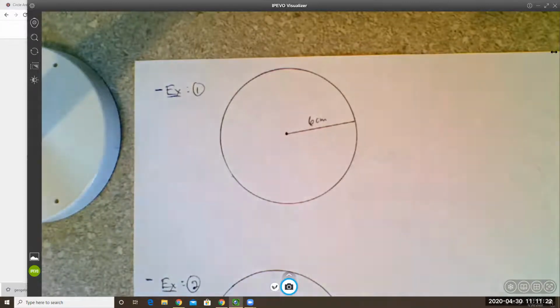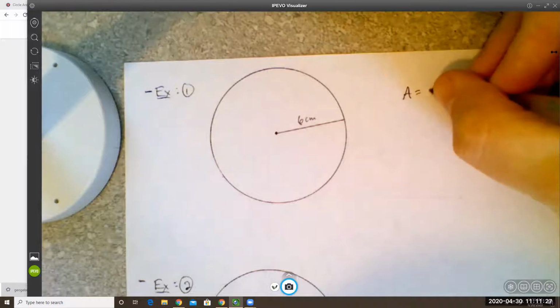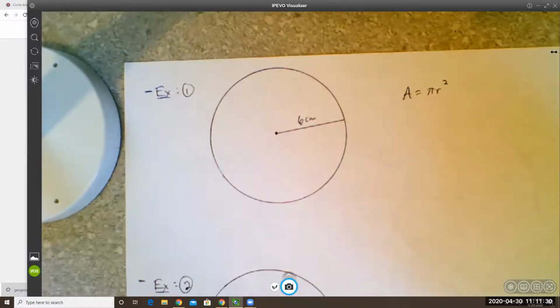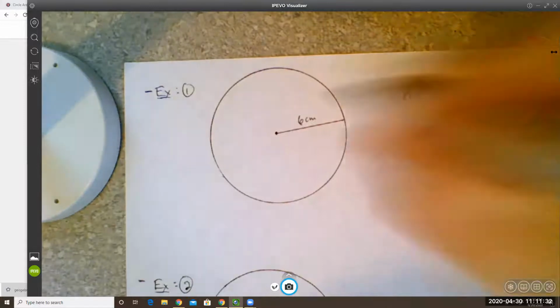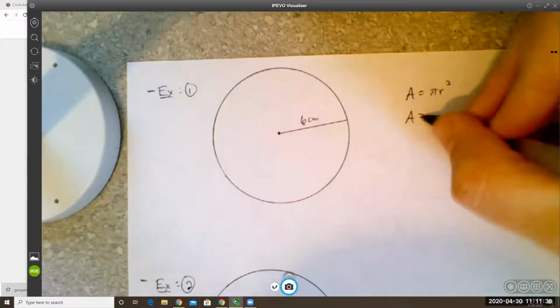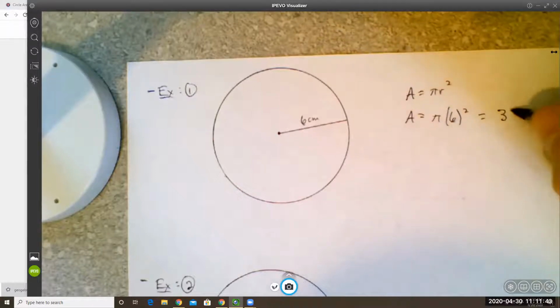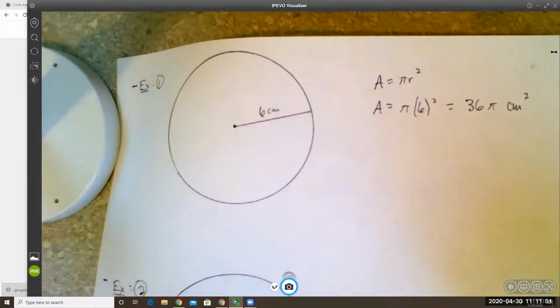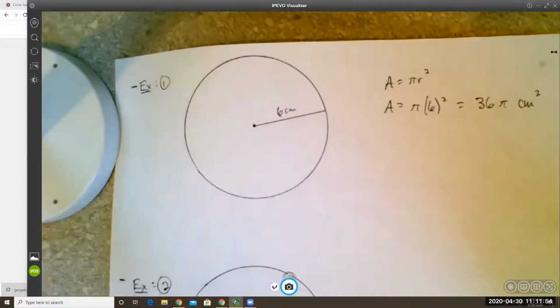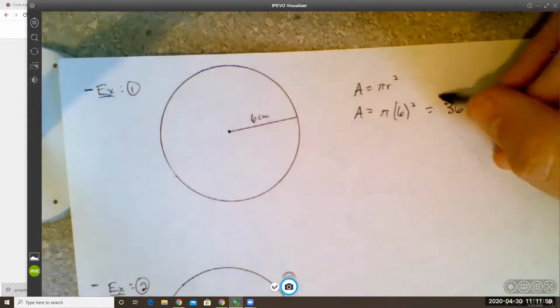I'm going to go ahead and work out my solution now, right? So we know that the area is pi r squared. We just proved that formula. And in this case, the r stands for the radius, right? In this case, the radius is 6. So the area would be pi times 6 squared, or in other words, 36 pi square centimeters. So that's the exact answer to the question.